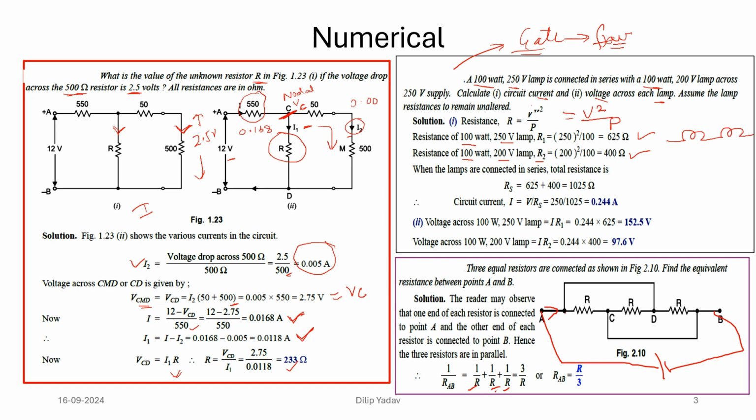When the lamps are connected in series, the total resistance across this terminal, if I connect it with the voltage source, will be R1 plus R2, that is 1025. So the total current I can be calculated, that is 0.244. The voltage across the 100 watt 250 volt lamp can be calculated by this, and the voltage across the 100 watt 200 volt lamp can be calculated like this.